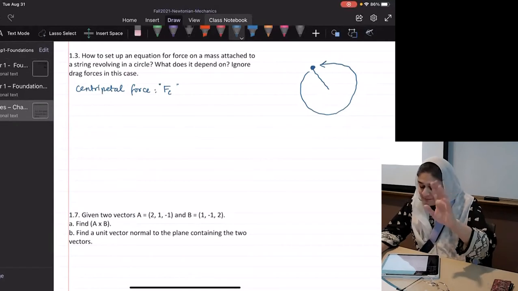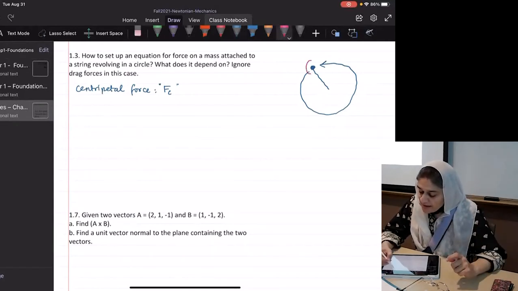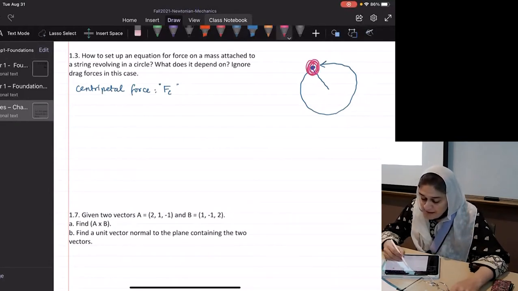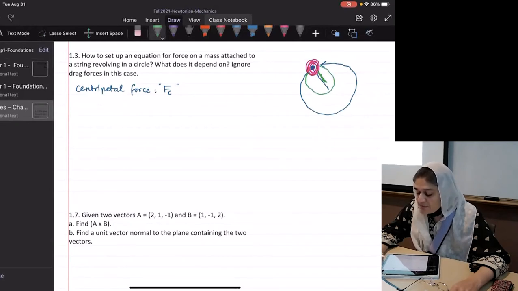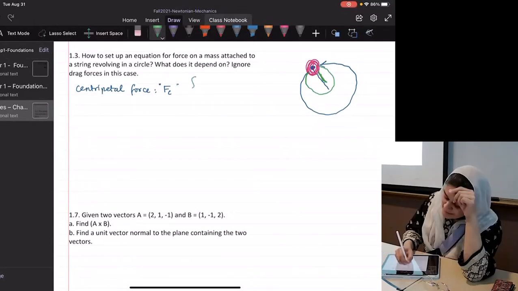Okay, don't say anything. I'm just going to give you some hints. What happens if I make this mass bigger? What happens if I make this string smaller? And that circle goes like this. What happens if I speed it up? What happens if I change gravity? All of these things can be possible, right? But what does this actually depend on? It depends on mass.